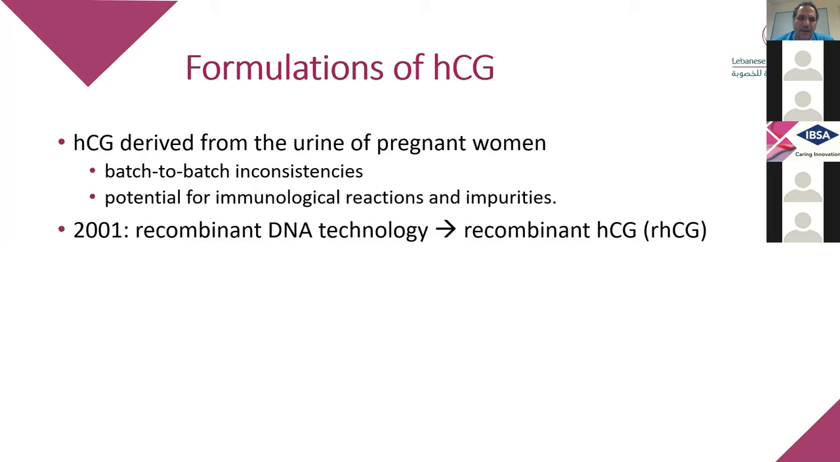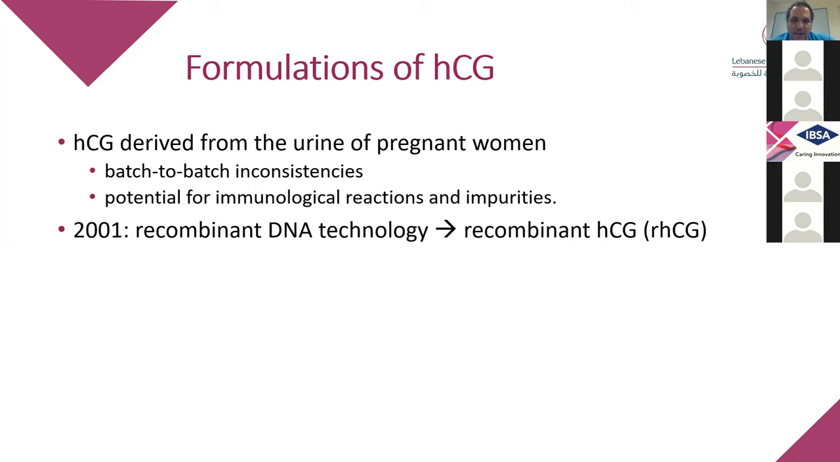Initially, the hCG was first obtained from the urine of pregnant women, and this was actually back in 1927. So it's been a very long time that we have had this available. However, there are some reports that show there might be batch-to-batch inconsistencies, and there's also, obviously, always some concern about potential immunological reaction and impurities, some prions and proteins that may be present that can have an impact on the pregnancy, but some growth factors could also be present.